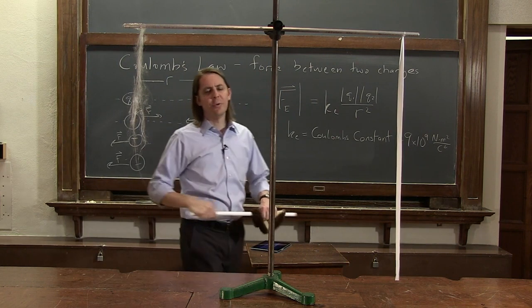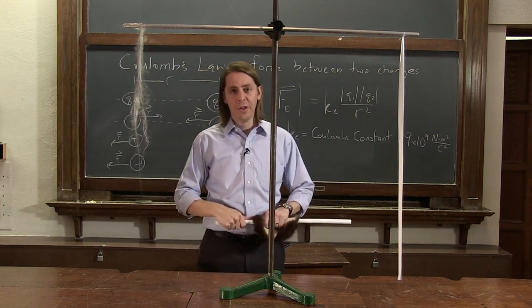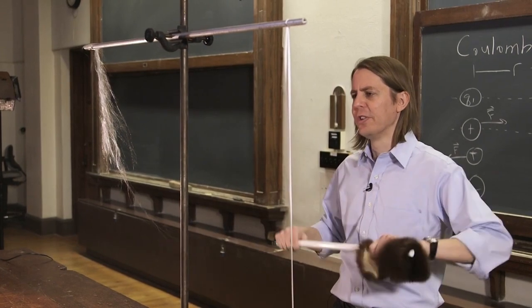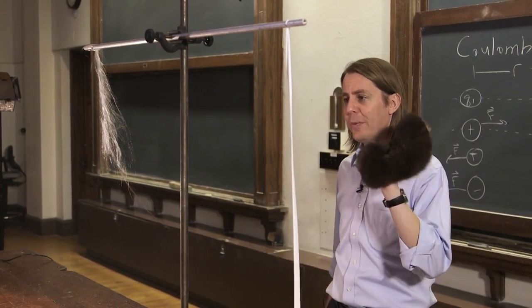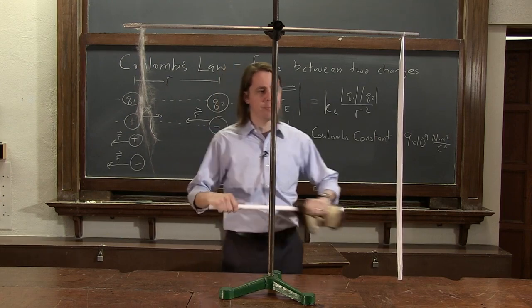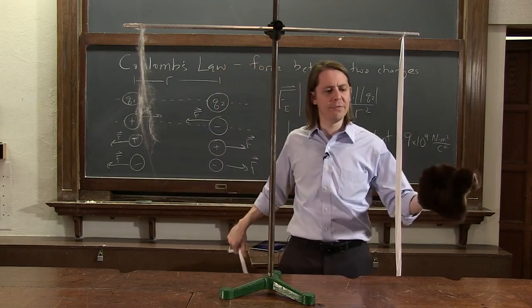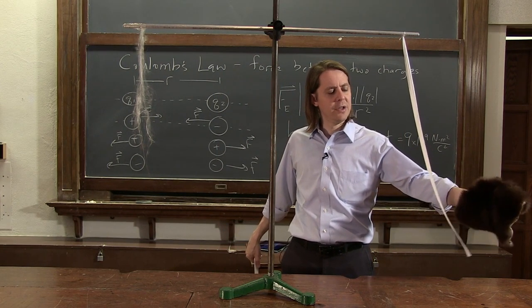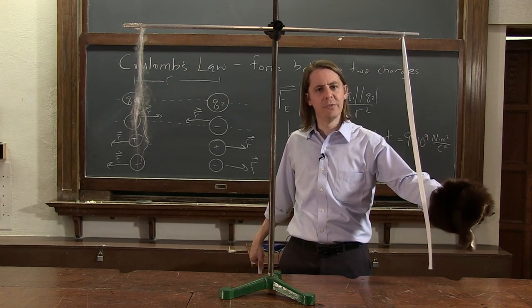We can also use this demo to show that charge is conserved. When I rub, I'm actually transferring charge. We're not creating charge, we're transferring charge. So that means the fur should come out positive, right? If the fur comes out positive, it should attract the tape. So let's check. It's not nearly as strong an effect because the fur doesn't hold the charge well. But there you go. You can clearly see the negative tape is attracted to the positive fur.